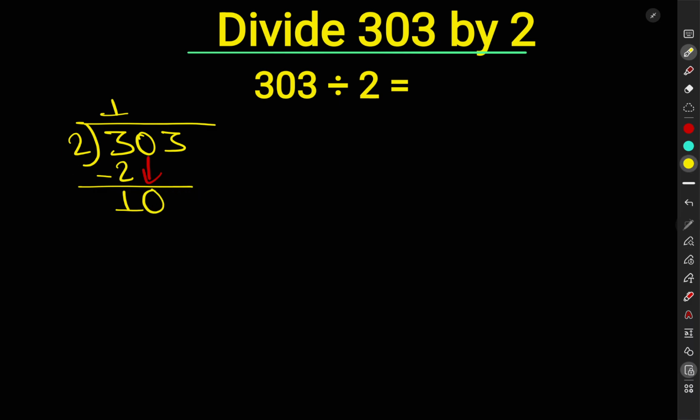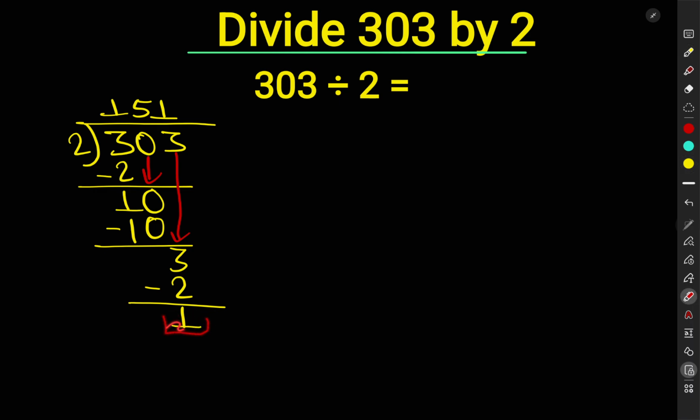So now it became 10 and 2 times 5 means 10. On subtracting we get 0. So now again we put down the number beside this 3 and we remove this 0. So 2 times 1 means 2. On subtracting we get 1.